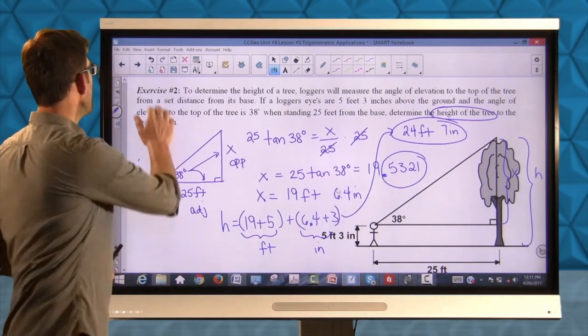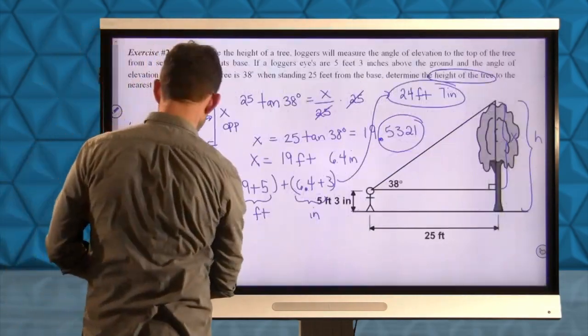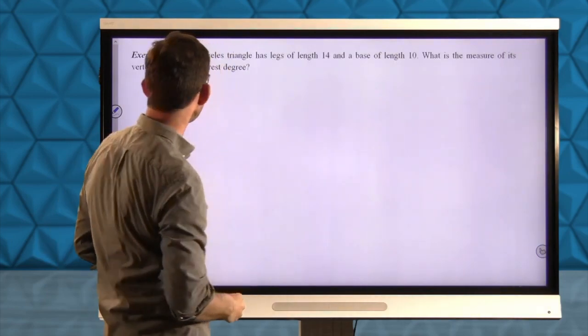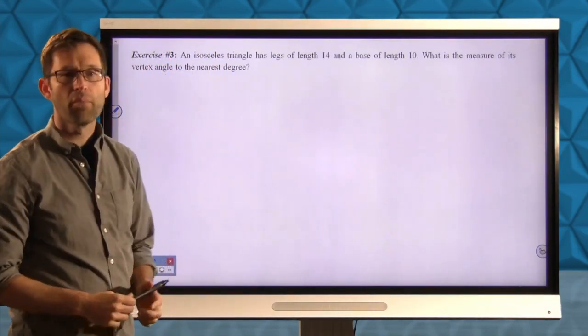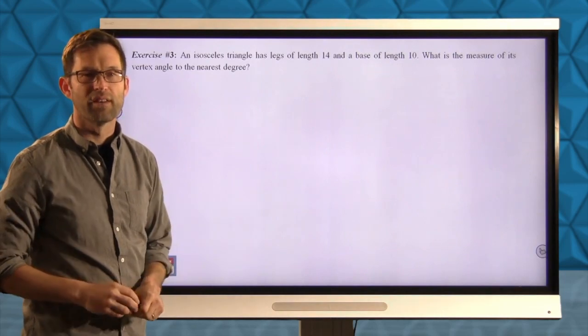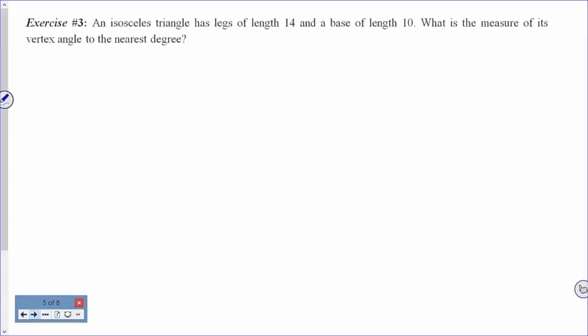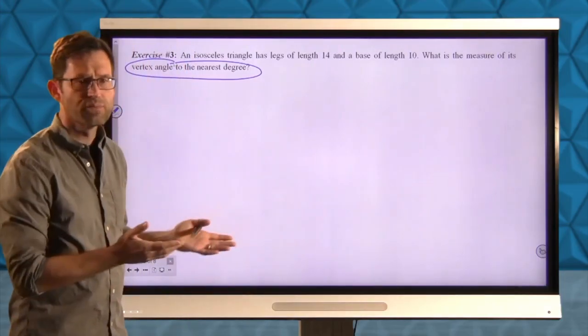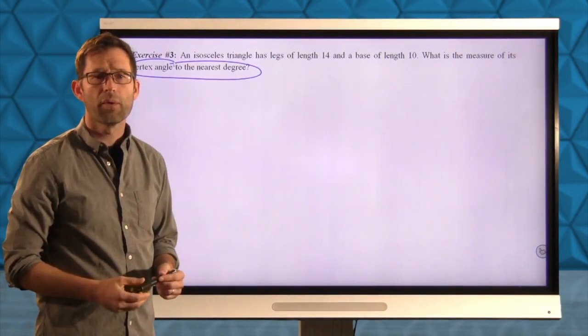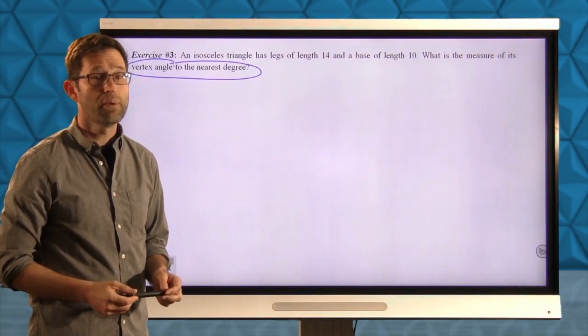Okay, let's do it. I'm going to go back to the full screen view, and let's take a look at the next one. All right, all applied problems, all trig, all the time today. Exercise number 3. An isosceles triangle has legs of length 14 and a base of length 10. What is the measure of its vertex angle to the nearest degree? All right, well, what I'd like you to do is pause the video now, take a shot at this, and see if you can figure out what the answer to this problem is. Draw a good picture, though.